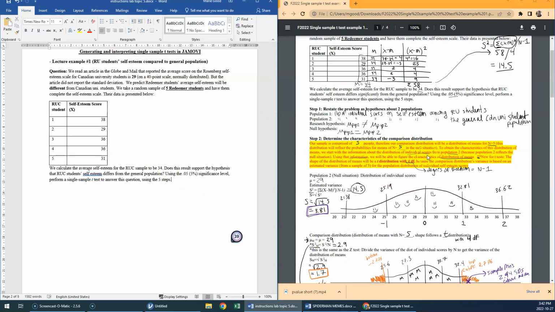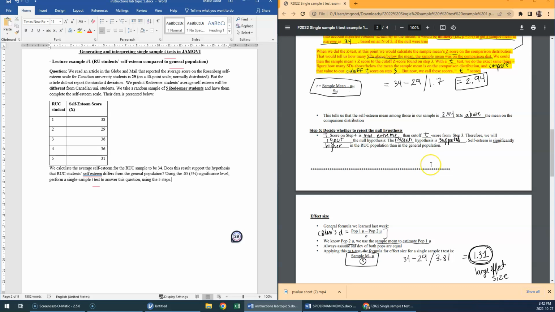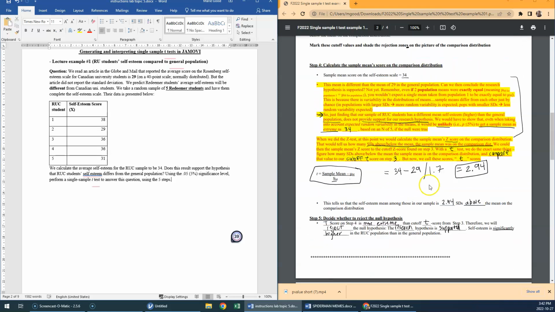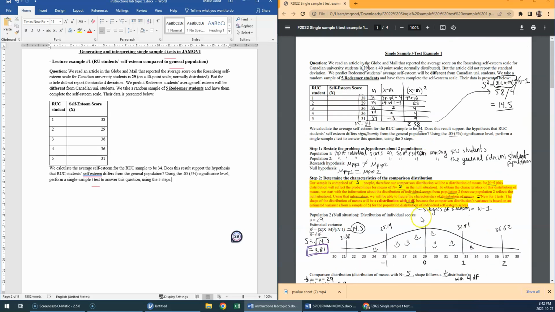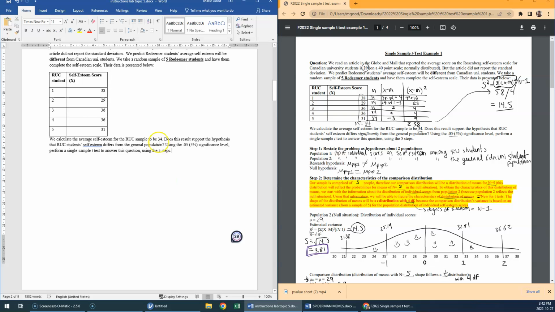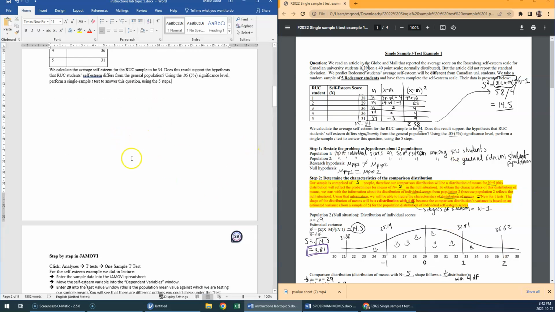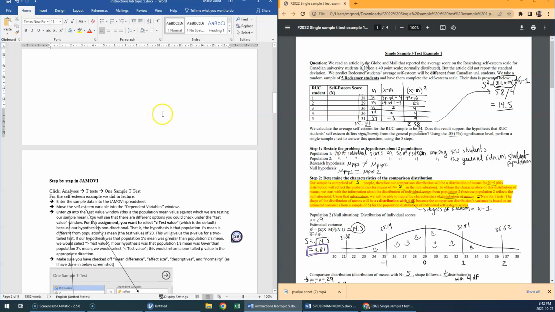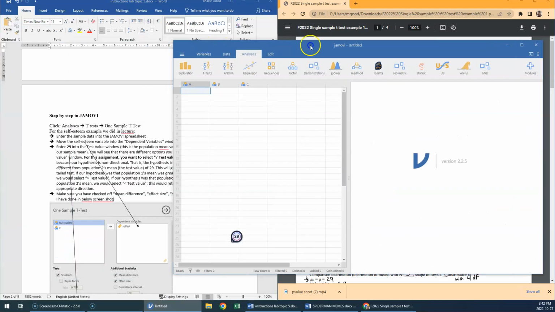All right, so these are all the steps we went through in lecture to reach our conclusion, which in the end was that self-esteem was significantly higher in the Redeemer population than in the general population with the mean of 29. So that's where we want to get to. This is how long it took us in lecture, kind of doing it by hand. Now we're going to see how quick and easy and wonderful it is to do it in Jamovi. Jamovi does all of this math for us. We just simply need to know how to interpret some of the numbers it spits out for us. Let's go grab Jamovi.